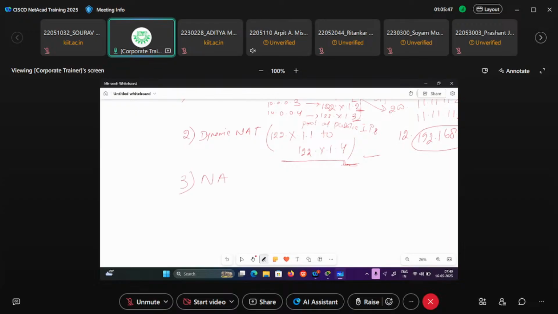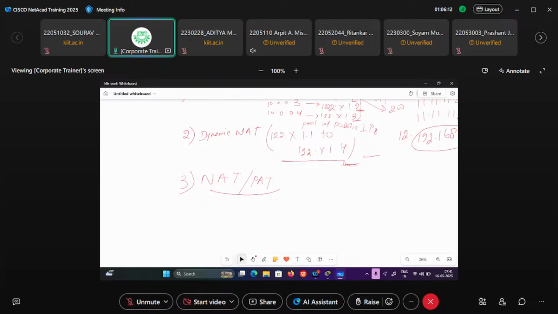NAT is also called PAT, port address translation. PAT is a bit different, but we will take an example of NAT. Here a single IP address with a particular port number is used for all the private IPs. Then how will it be recognized? It will be recognized through that particular port number.